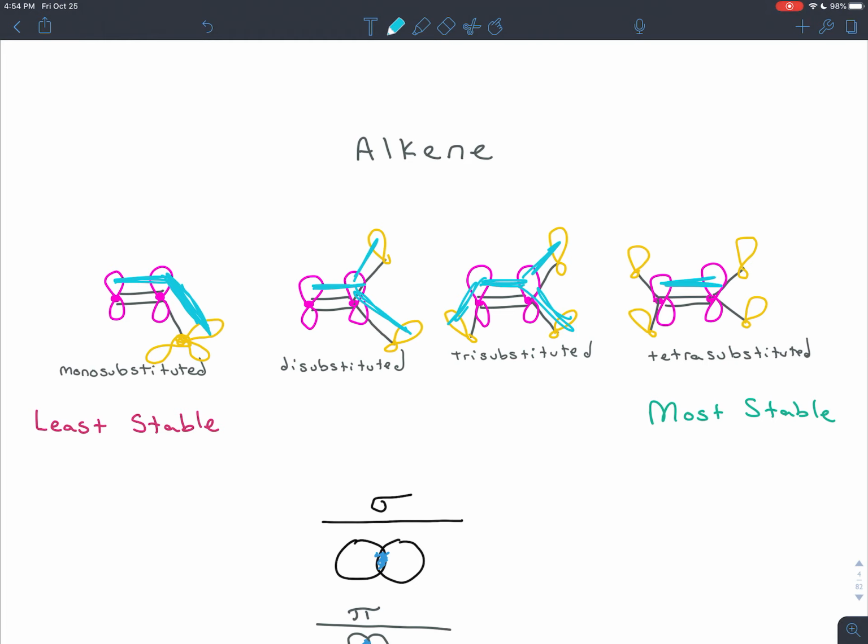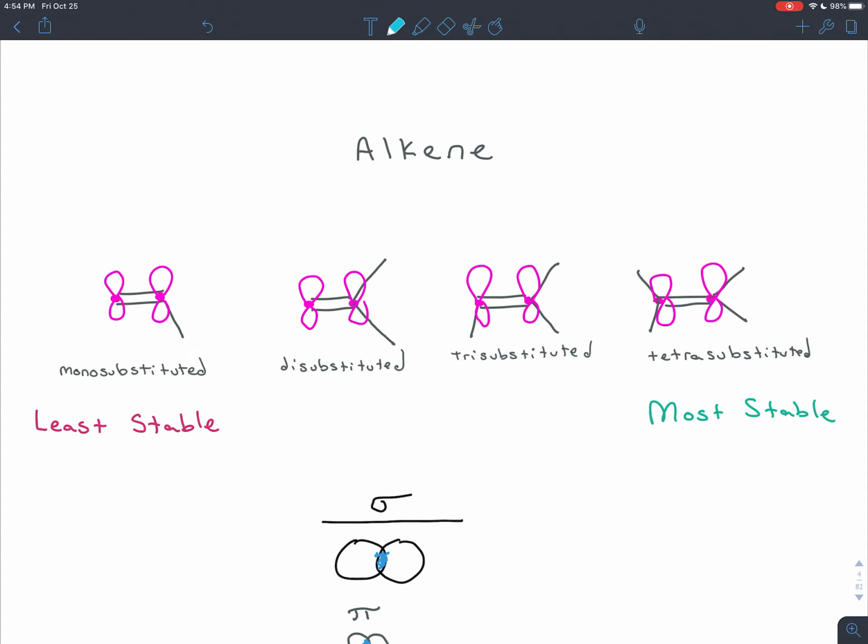So if you have 4 carbons there, then the electrons are able to spread out into those sp3 orbitals in 4 different ways, and it becomes the most spread out, and so the most stable of all of those pi bonds. So the crucial thing to remember is that these double bonds can be classified as monosubstituted, disubstituted, trisubstituted, and tetrasubstituted, based on the number of branches that are connected to the carbons in the double bond.